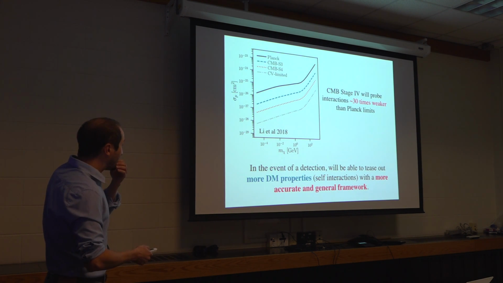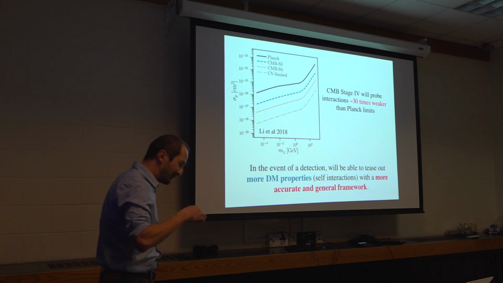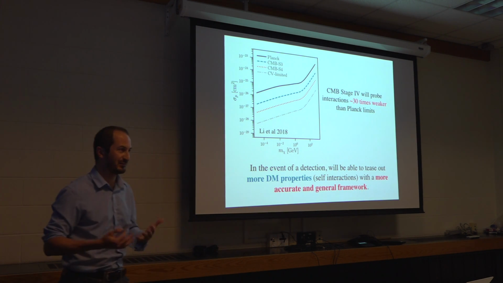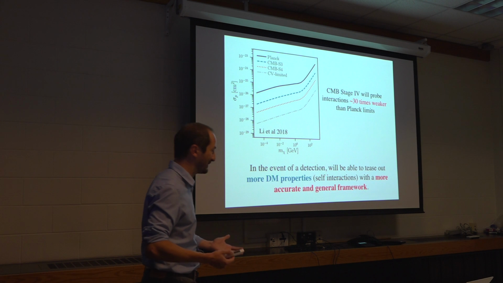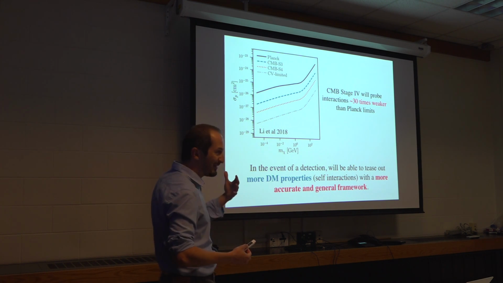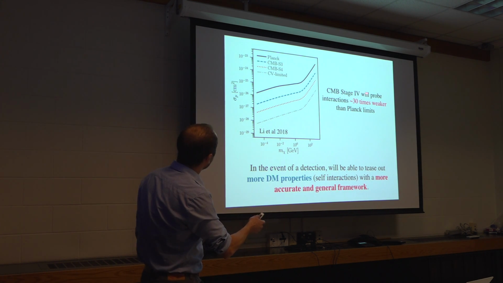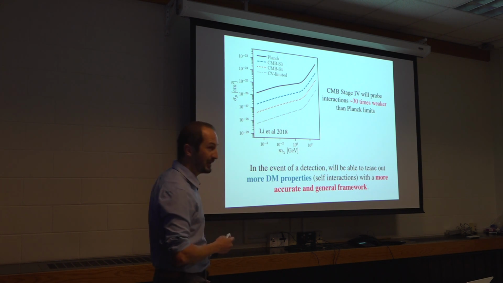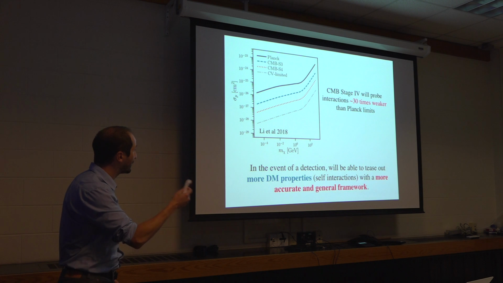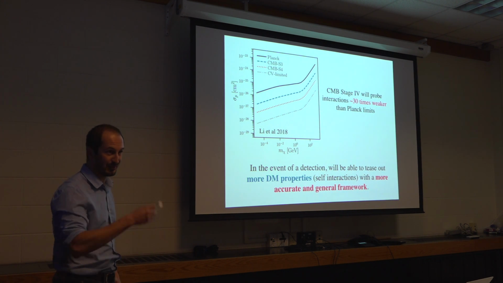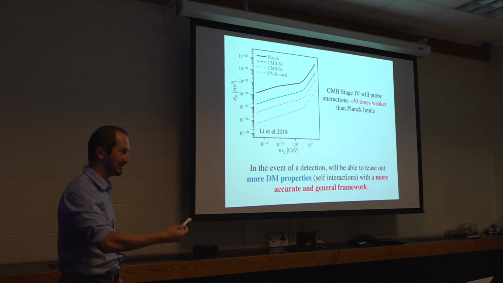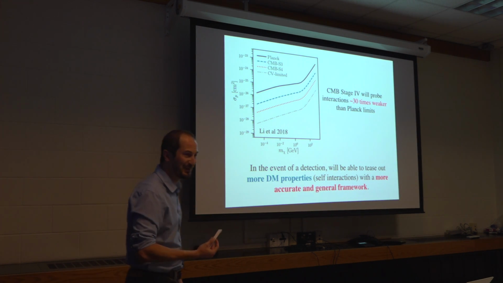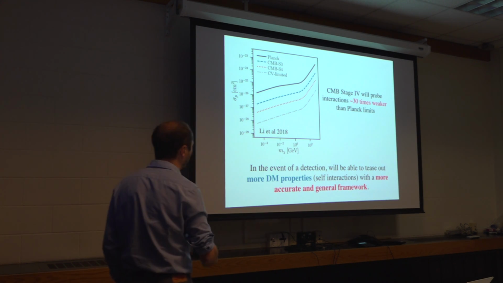So why is it important? If you just set upper limits, you will get your upper limits wrong by factors of 2 or so. It doesn't really matter. But if we have some optimism, CMB Stage 4 will be able to probe dark matter interactions which are up to 30 times weaker than the current upper limit from Planck. So hopefully it might detect something, or at least we should be prepared for it to detect something rather than just set some upper limit.